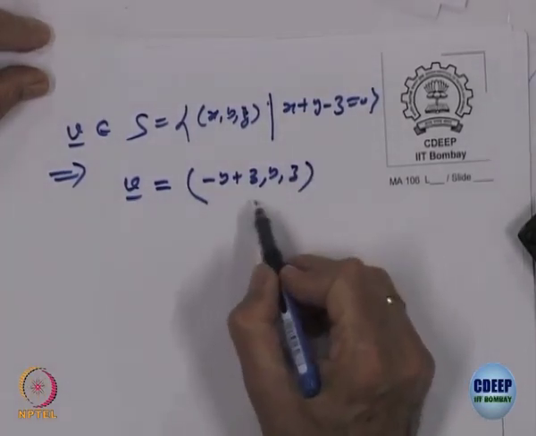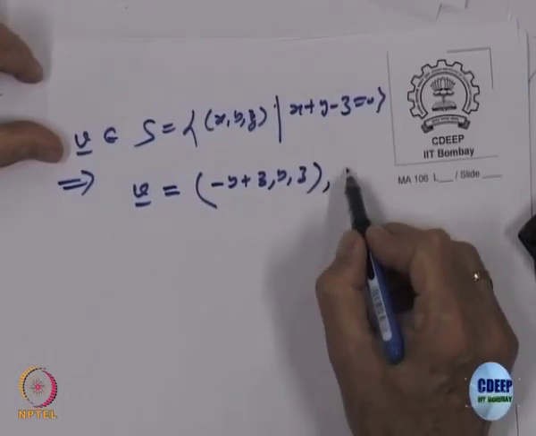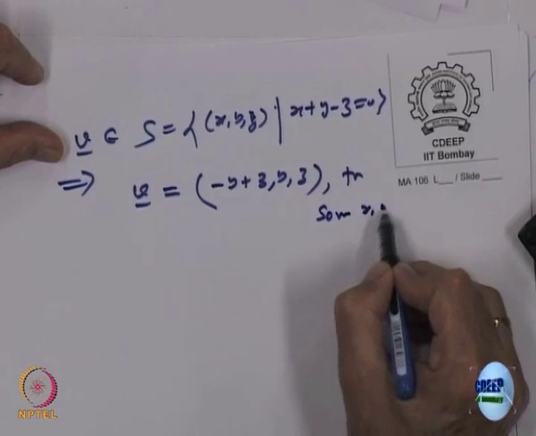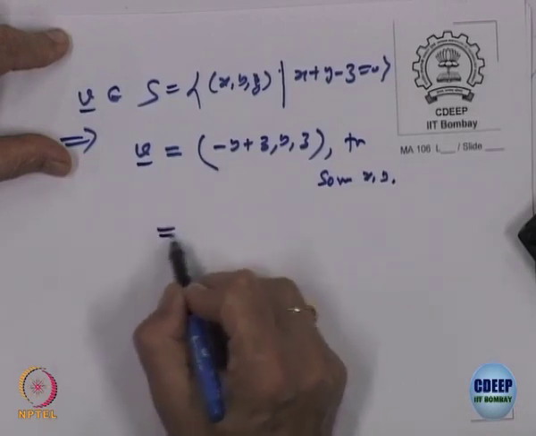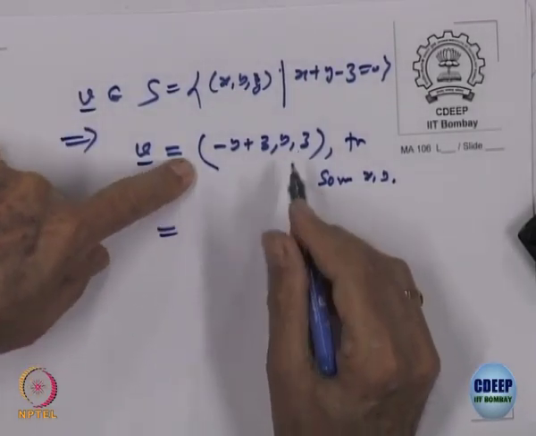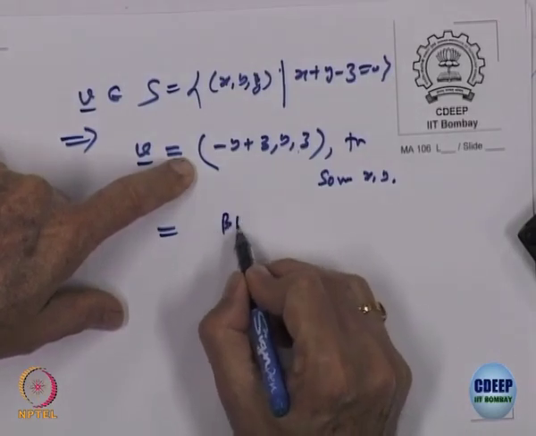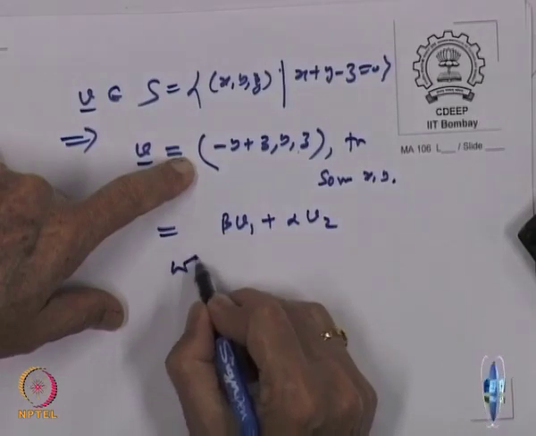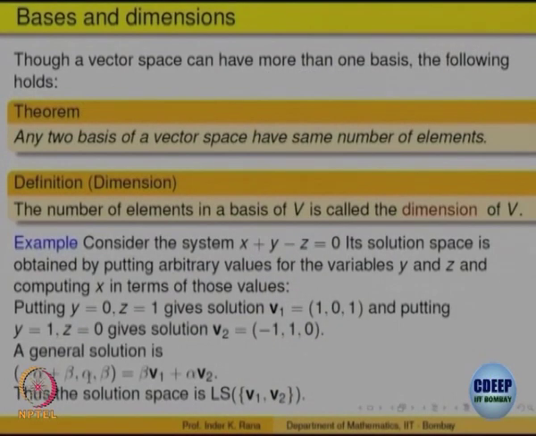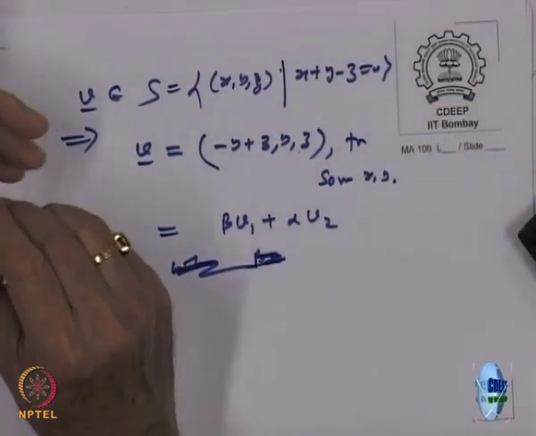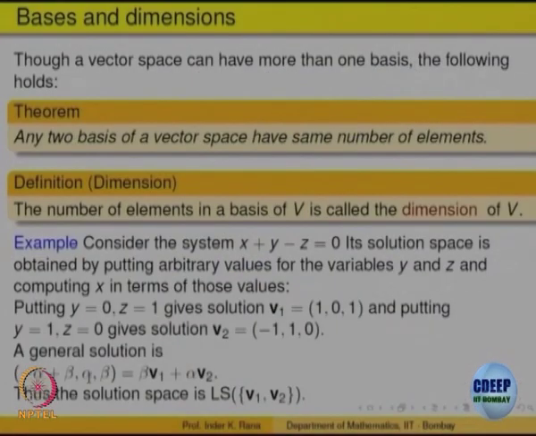V should be of this form, where y and z are some constants, I do not know, for some y and z, right. So that means, let us write this. So that is equal to, can I write this in terms of v1 and v2? I want to write it as alpha v1 plus beta v2. What is alpha and beta? You can put arbitrary, does not matter. Alpha and beta are arbitrary.